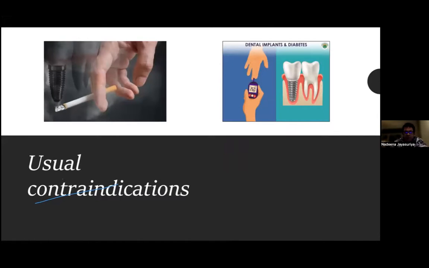So this is what I said. Smokers have twice the risk of failing an implant, especially in the maxillary arch. And the diabetics, if the glycemic index is more than 7 to 8, there's a chance of failure. But that doesn't mean every implant fails. So you can do implants on them as well.